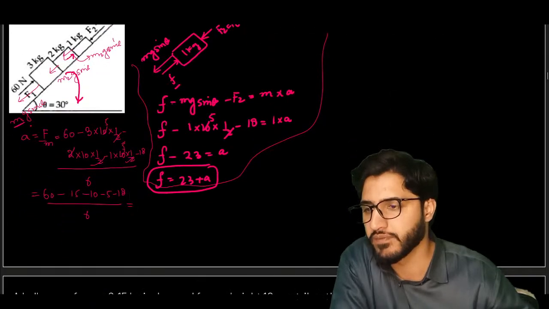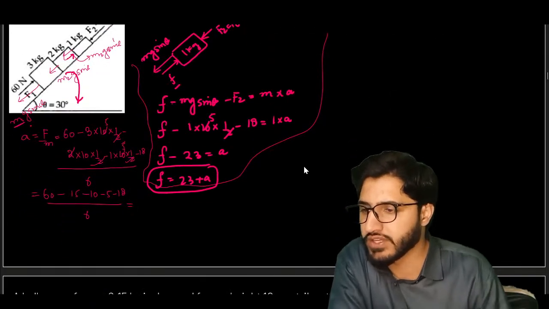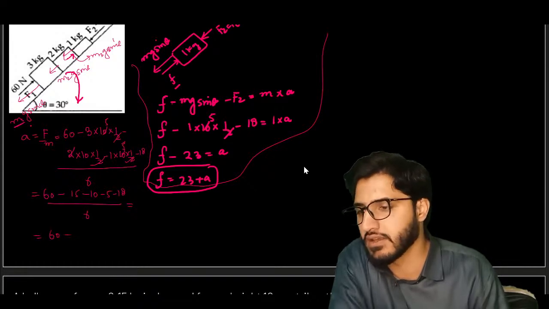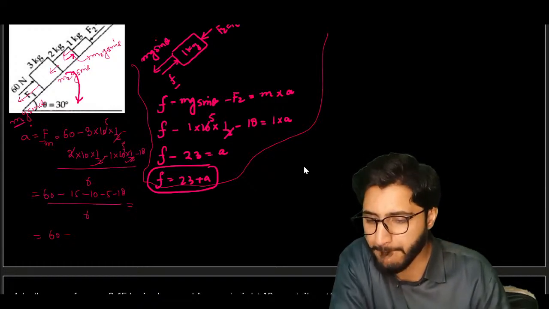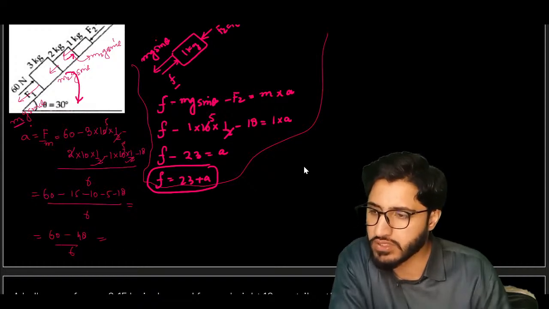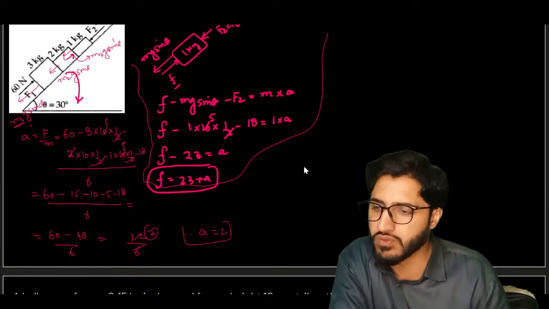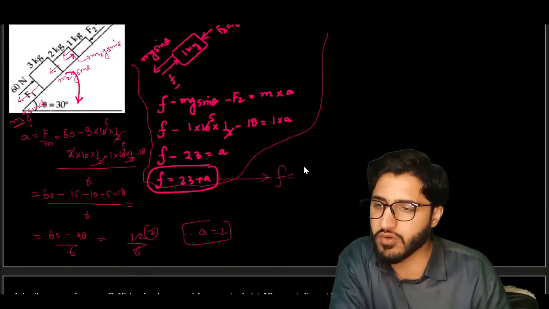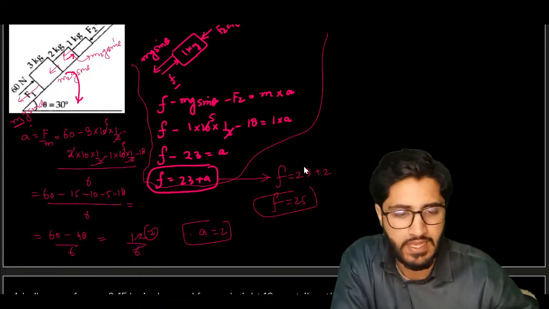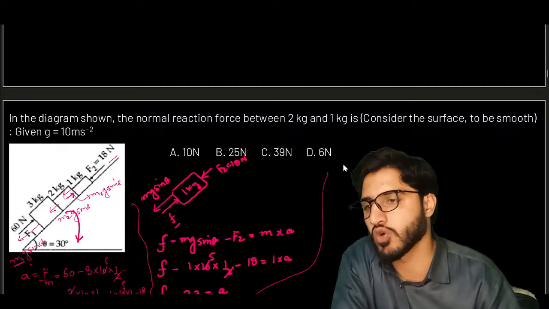Okay, looks better. So what I can do right now, 16. So it is 60, right? So I can write 60 here. 60 minus 15, 30, 40. So I can write 48 whole divided by 6. So 12 by 6 will be 2. So my expression came out to be 2. So in this equation I can write F came out to be 23 plus 2. So F came out to be 25. So what is F? 25. So option B is correct.